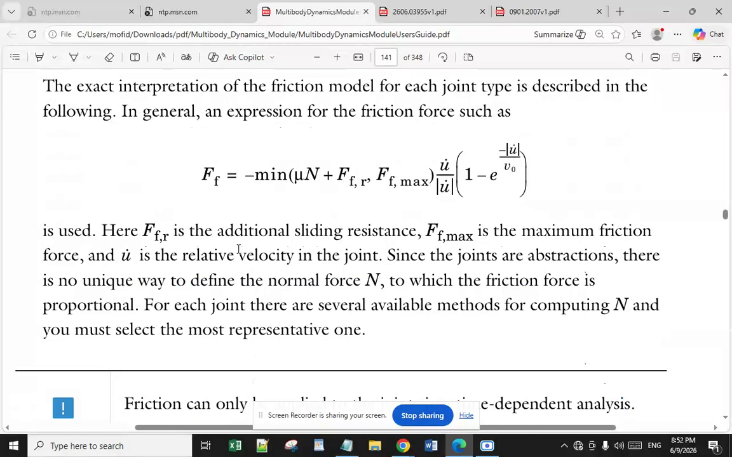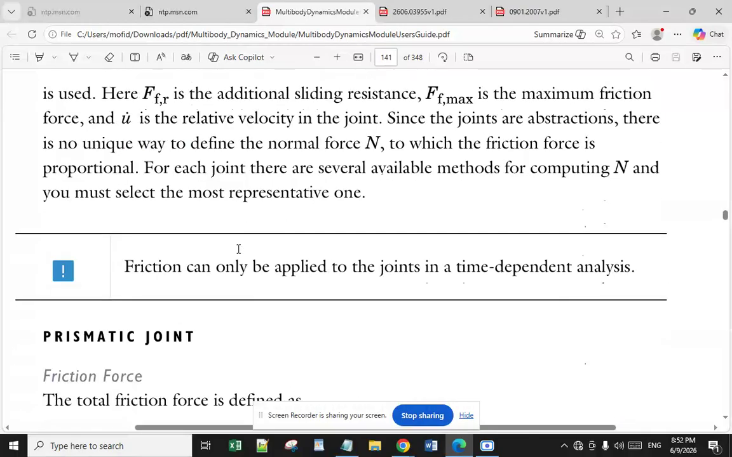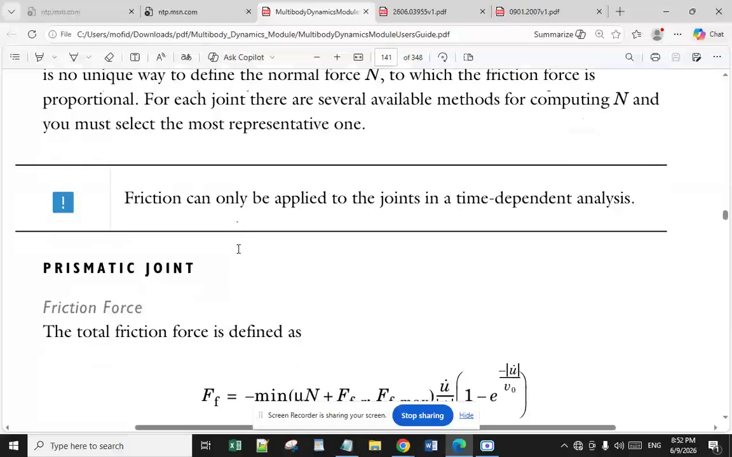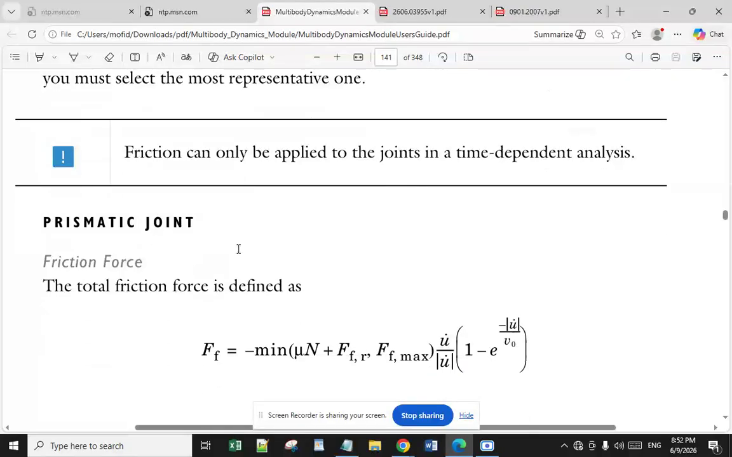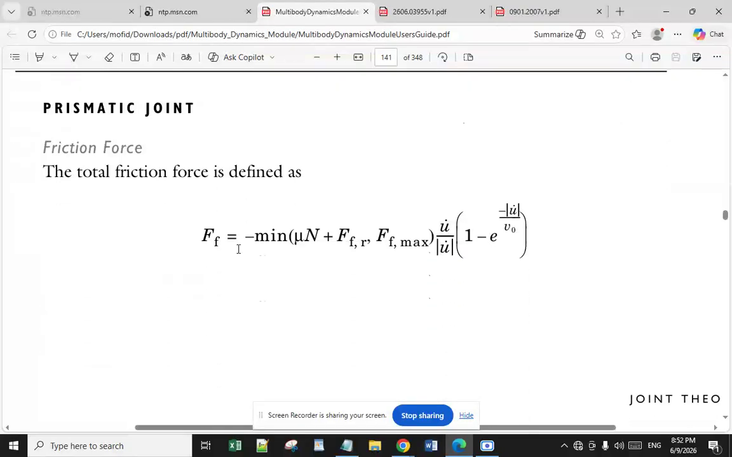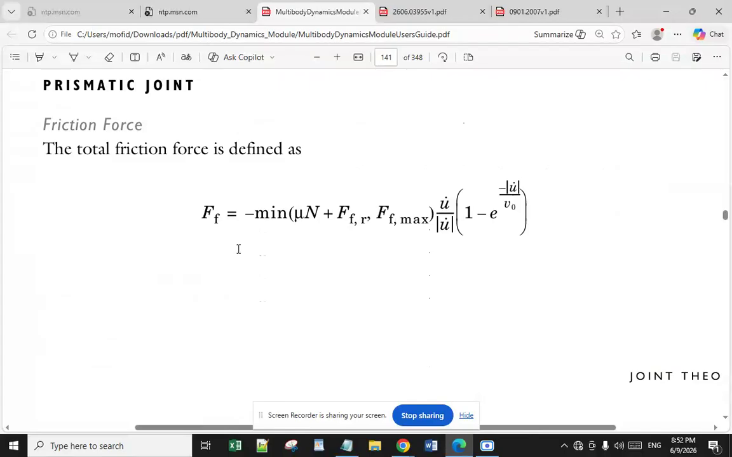Since the joints are abstractions, there is no unique way to define the normal force to which the friction force is proportional for each joint. There are several available methods for computing N, and you must select the most representative one. Friction can only be applied to the joints in the time-dependent analysis. Now I want to go through the prismatic joint friction force.